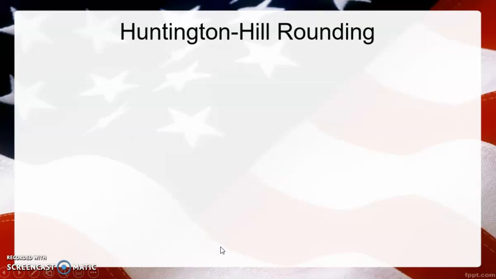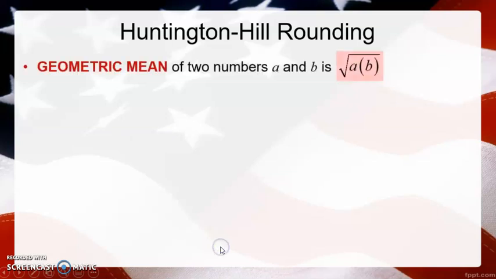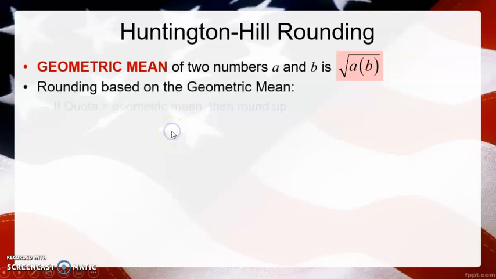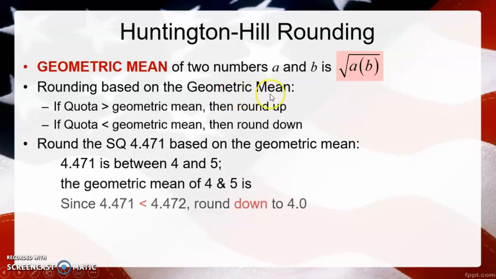So in order to use the Huntington-Hill method, we have to understand how Huntington-Hill rounds. It rounds based on the geometric mean of the two numbers. And the two numbers that we're working with here are going to be the upper and the lower quota. So the geometric mean of A and B is simply the square root of A times B. And then we're going to use that geometric mean to round either up or down for our Huntington-Hill apportionment method. So the rounding is based on the geometric mean.